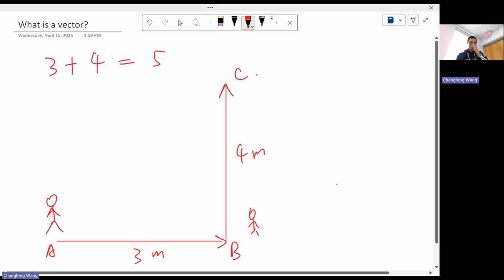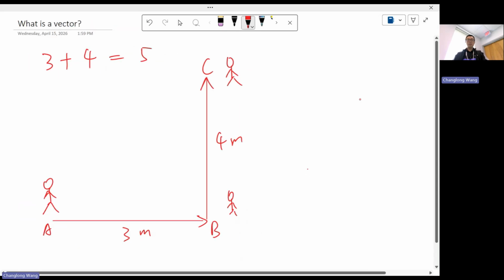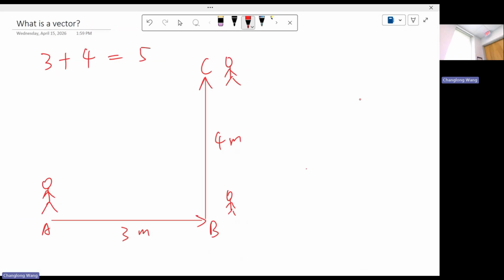Now, here's a valid question, right? How far do you think this guy's going to be away from the starting point? Walking to the east, 3 meters, then to the north, 4 meters. How far do you think that this guy's going to be away from the beginning? 5, right? How would you figure out the 5?